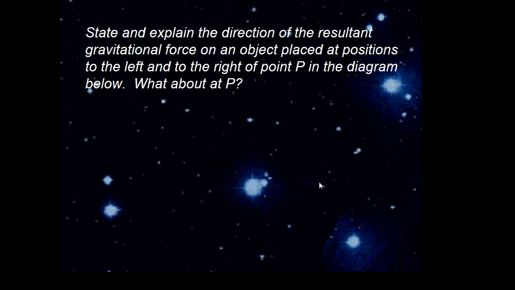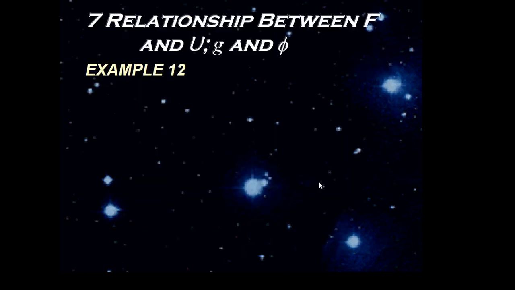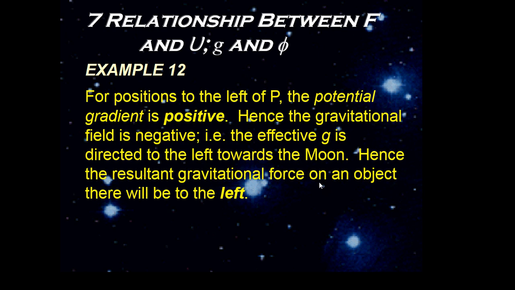Okay, so this question is the extension of example 11. State and explain the direction of resultant forces. So all you have to do is to apply what we have done just now. If it's to the left of P, the force will point to the left. To the right of P, it will point to the right. Why? Because to the left of P, the potential gradient is positive. Multiplying a negative sign, the value of g is negative and hence must point to the left, because we're taking rightwards as positive.